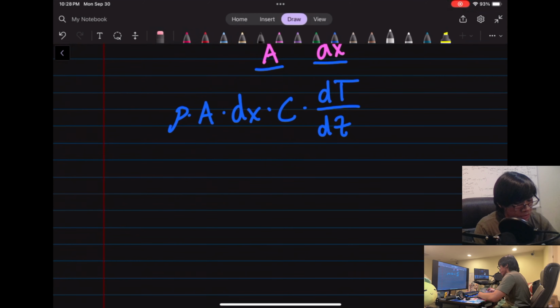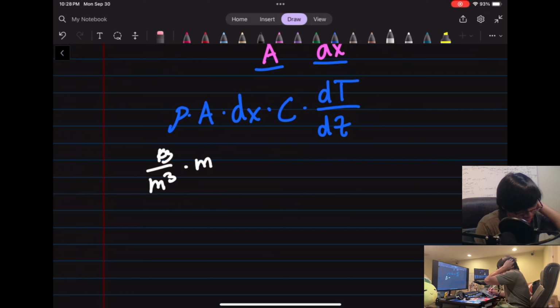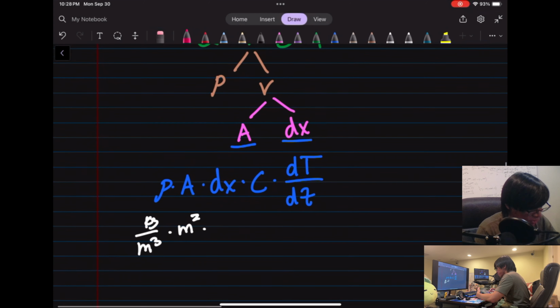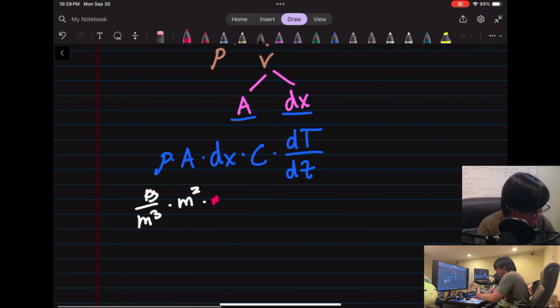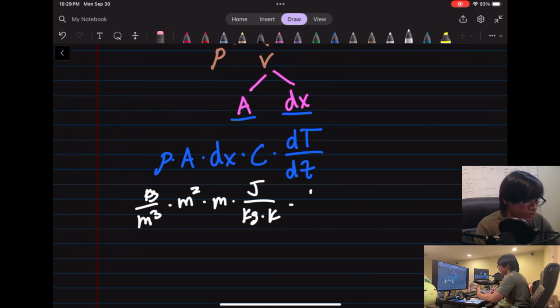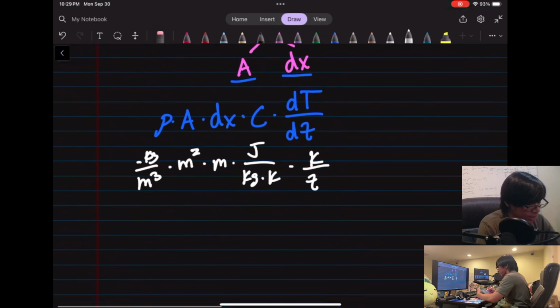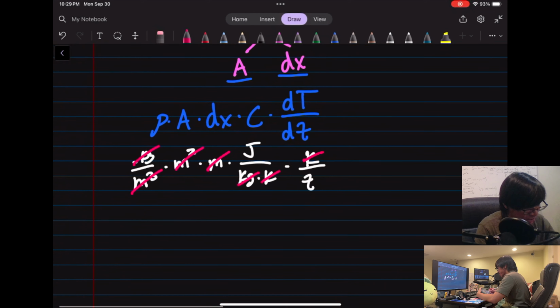Again, let's do our usual unit breakdown. Density usually is in kilograms per meter cubed. Area is in meters squared. This will eventually become volume, so meters squared times meters, which is meters cubed. Specific heat is joules per kilogram Kelvin. And our differential temperature over time is Kelvin over time. You'll see that all the units here can cancel out: kilogram, kilogram, meters cubed, Kelvin. And now we have joules over time, which as we know is simply watts.